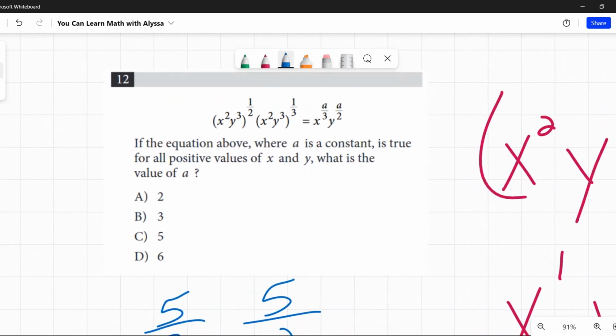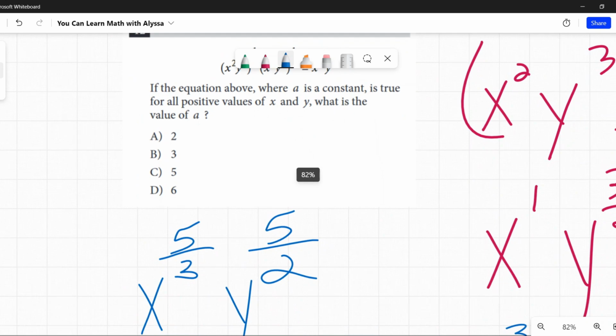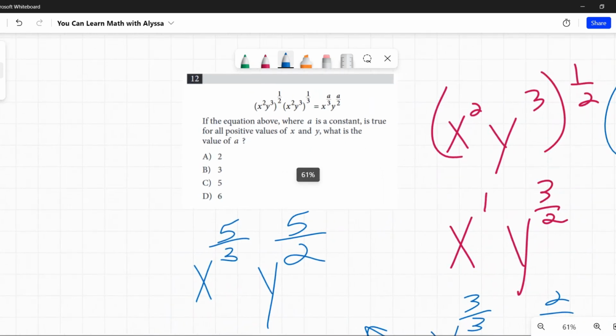It says, a is a constant. x to the power of some thirds and y to the power of some halves. What is a? Well, look at that. That's further proof that we did it right, because we did get a 5 for both of them. a is 5, so C is my answer.